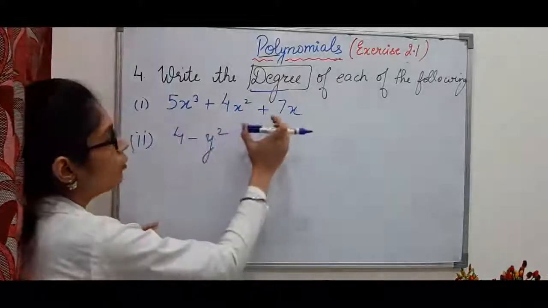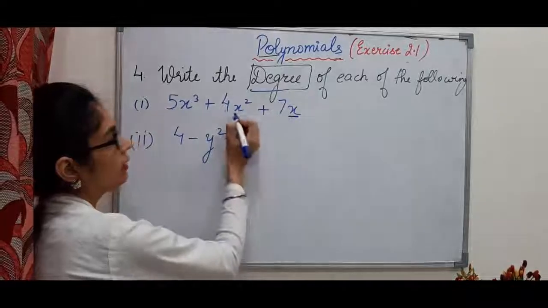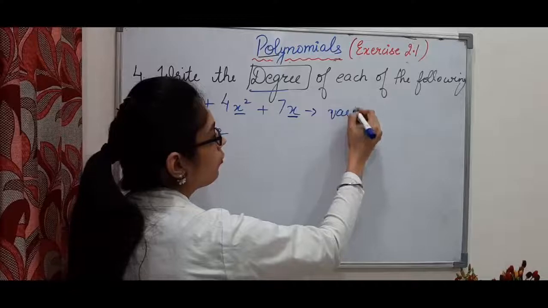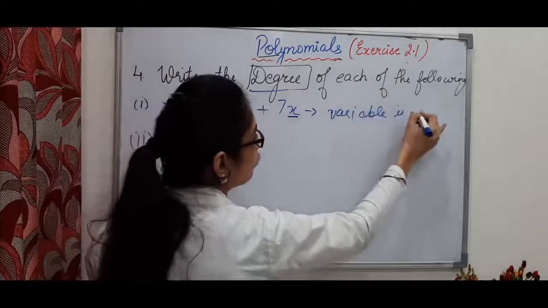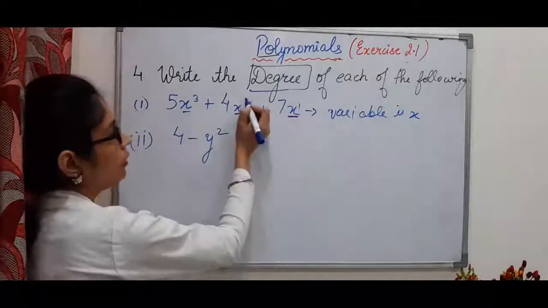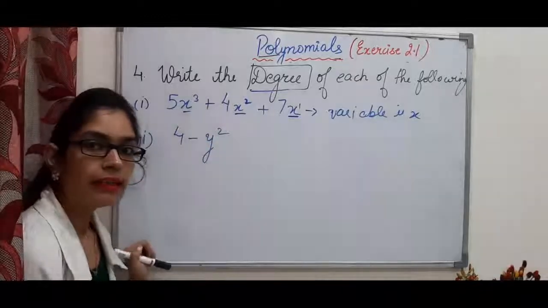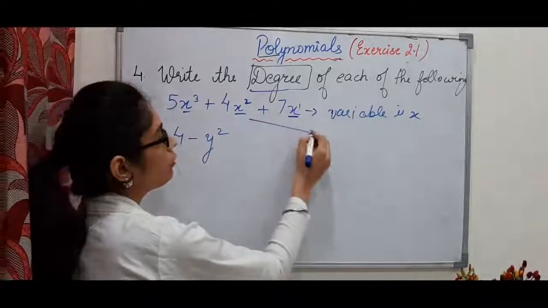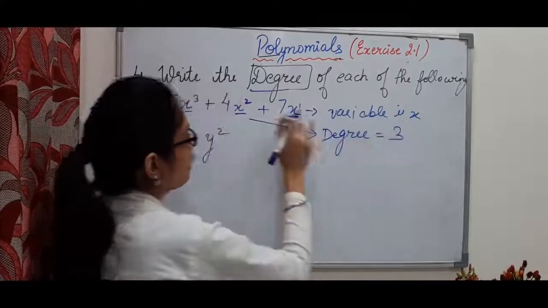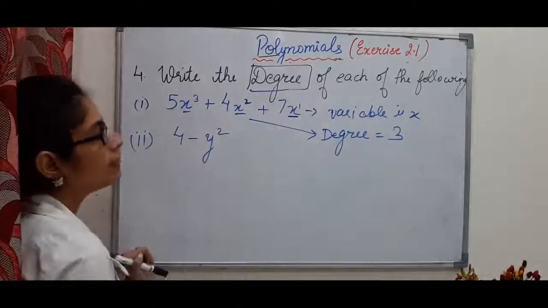Let's see. First of all, we'll see which is the variable in the given expression. Here we can see x is present as our variable. So we have to check the highest degree or highest power of x. Here we have 1, we have 2, and here we have 3. So the highest is 3, due to which the degree of this polynomial is 3. Highest power of the variable we have to see. 3 is the highest power.